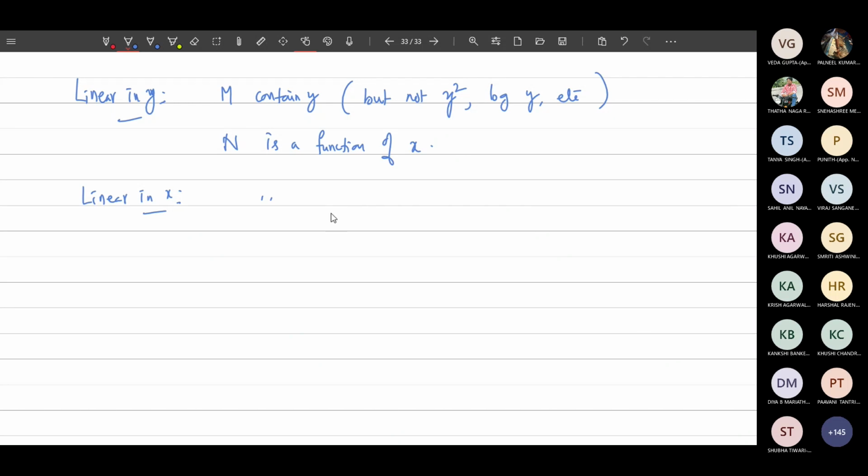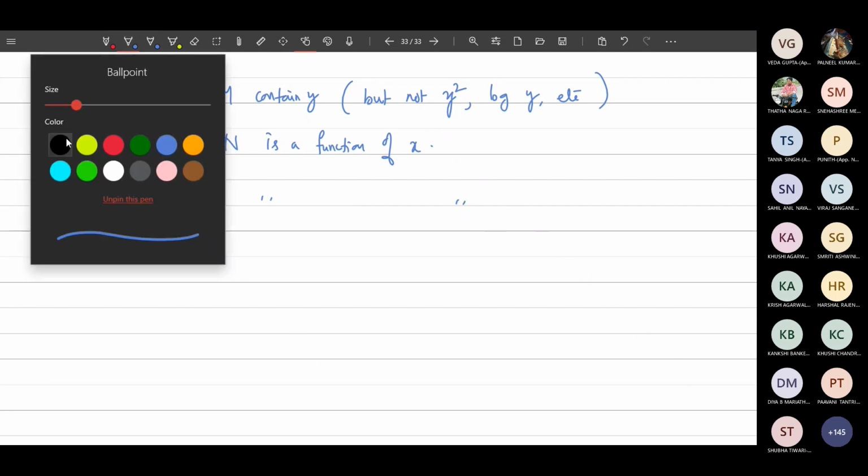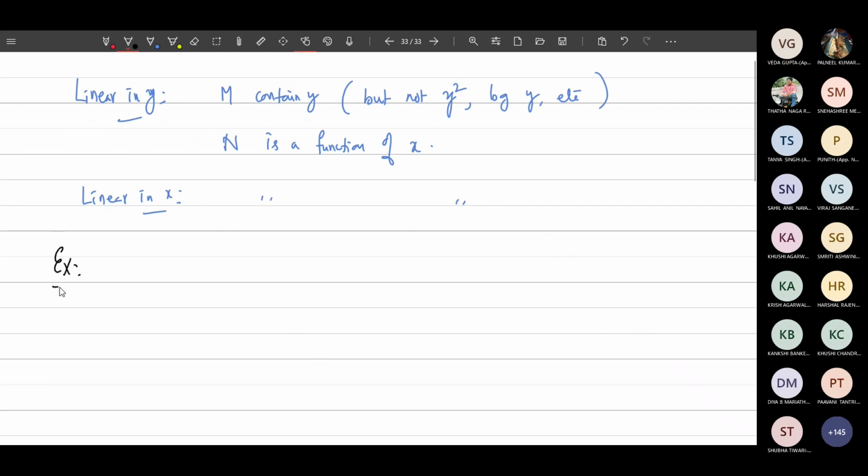Now let us see some examples of linear in x also. Write an example. Solve the differential equation: under root 1 minus y square dx equals sin inverse y minus x dy.